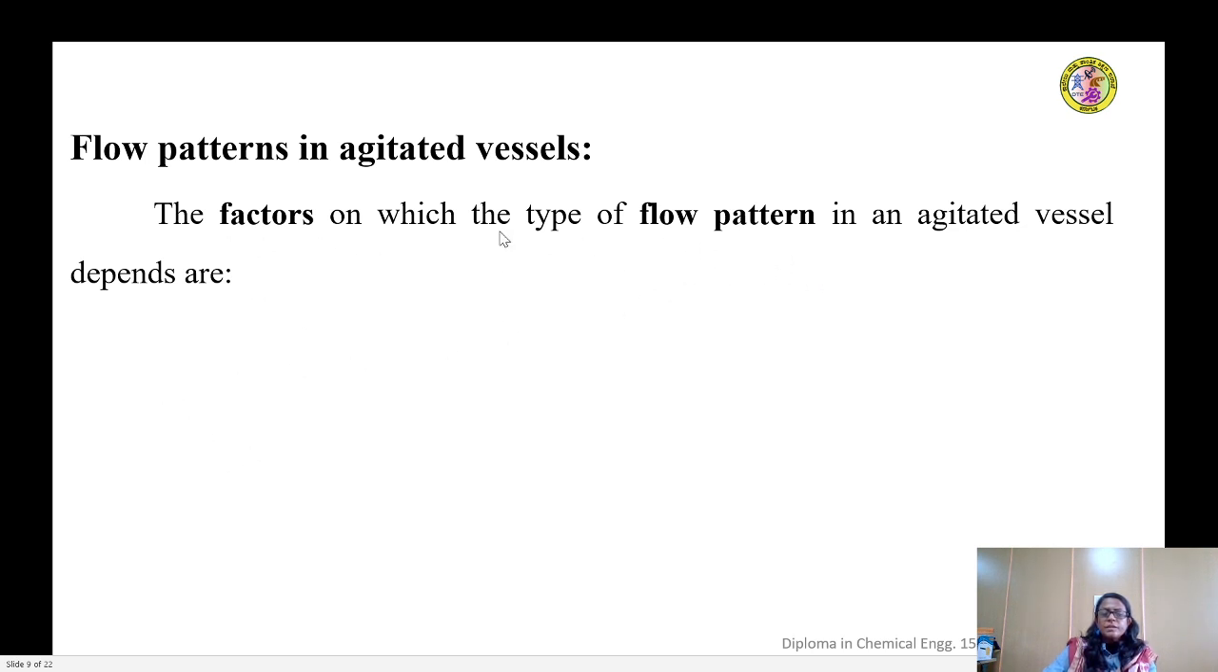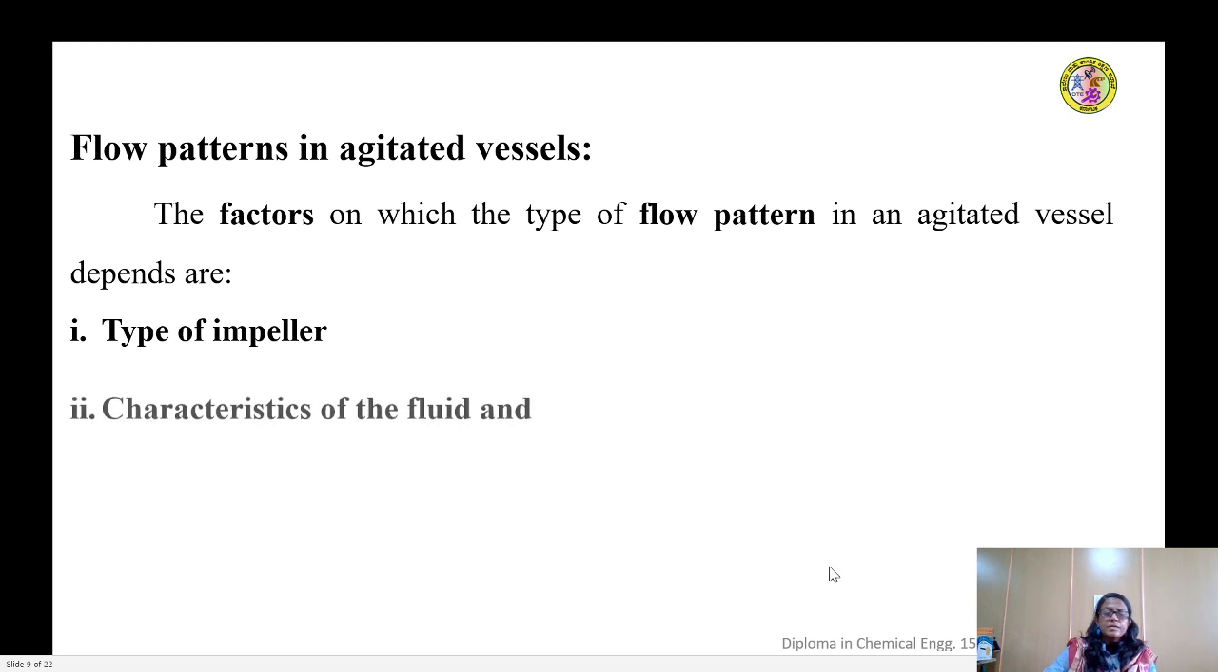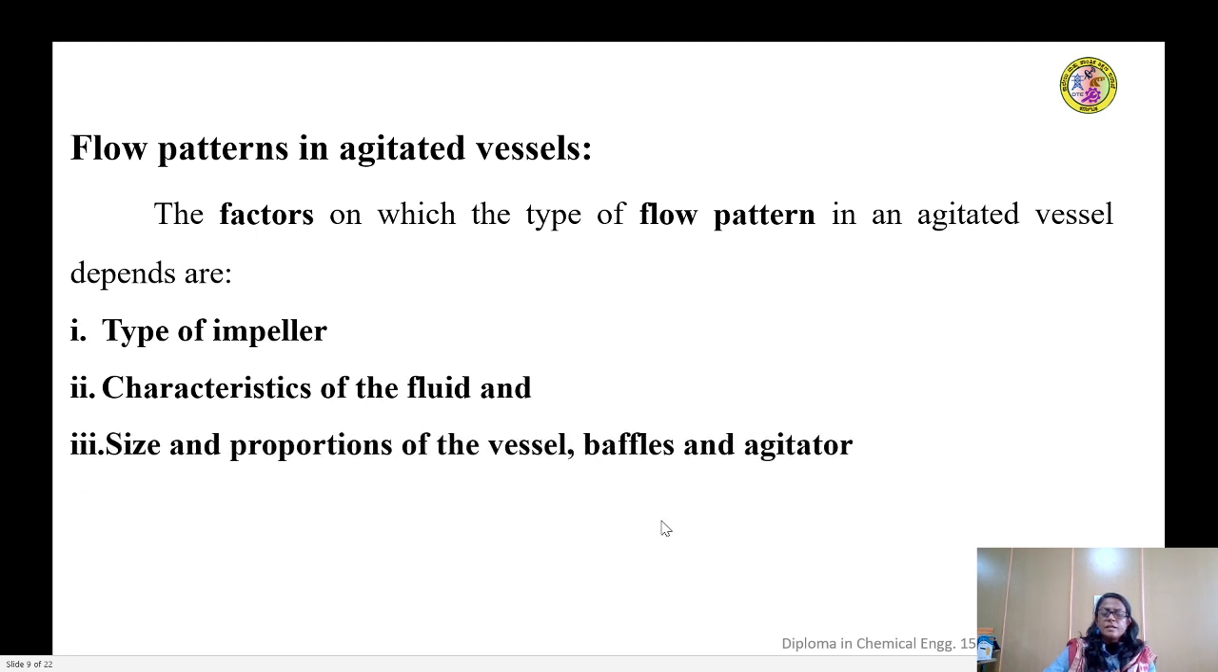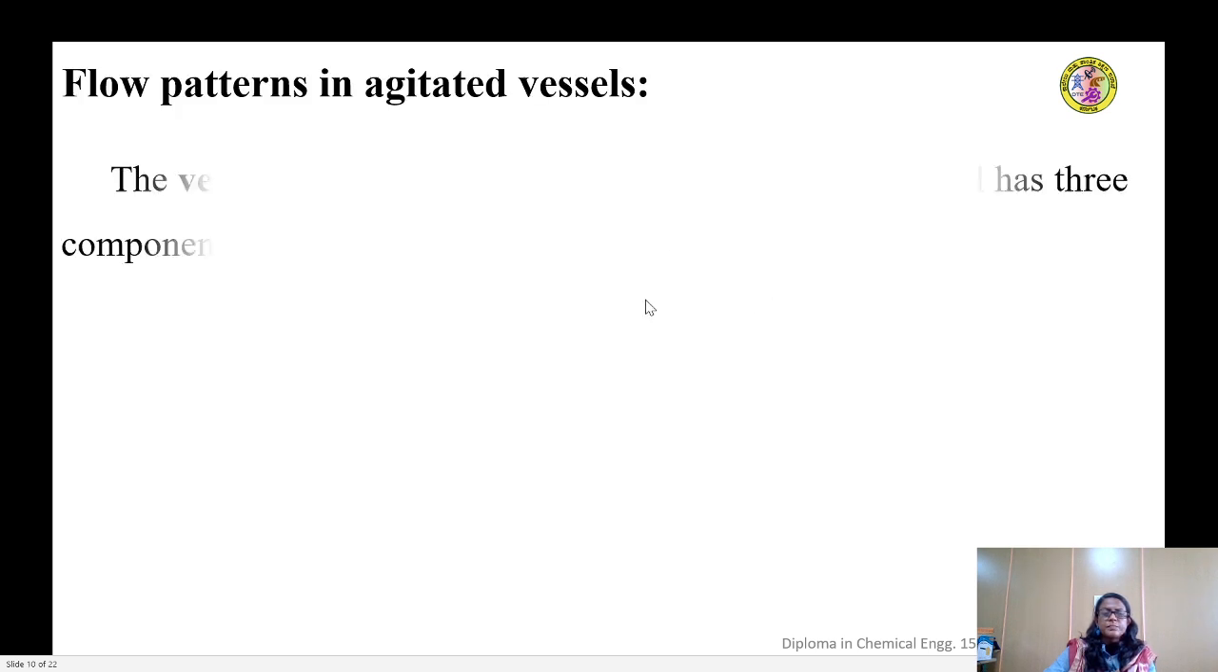Let us understand the factors on which the type of flow pattern created in an agitated vessel depends. That basically depends on the type of the impeller, then the characteristics of the fluids, size and proportions of the vessel, and also baffles and agitator. So all these are contributing factors to generate the required kind of flow patterns in agitated vessels.